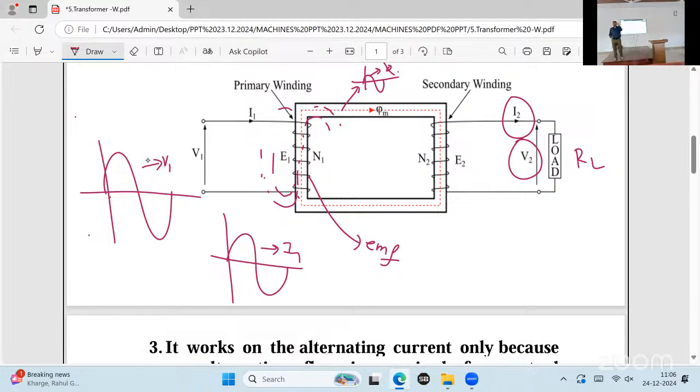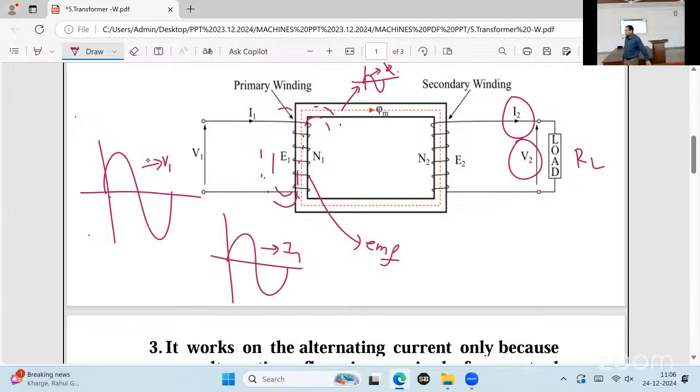The final target is to get V2 across the load. That is the final target, and it is coming from V1. Because of V1, I got I1. Because of I1, I got flux. Because of flux, I got E1. Because of E1, I got E2. Because of E2, I got I2. Because of I2, I got V2. This is a chain process. This is called the working principle of a transformer.